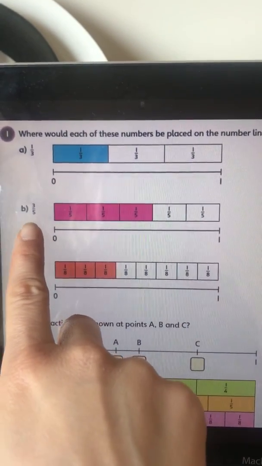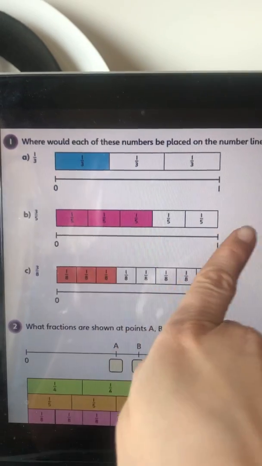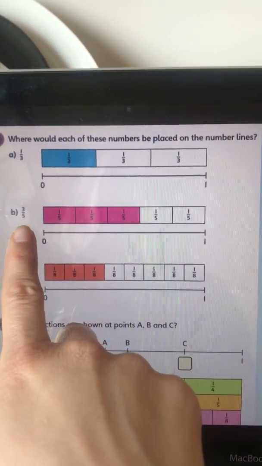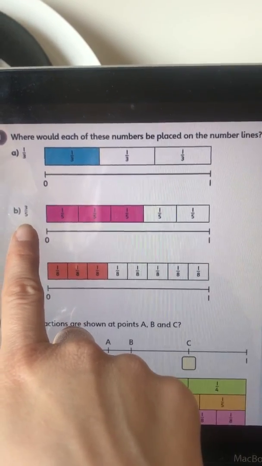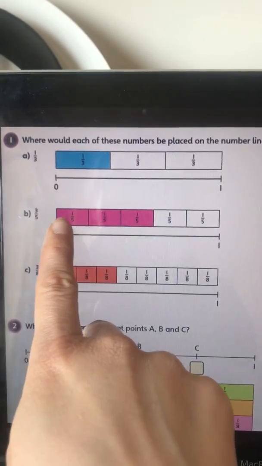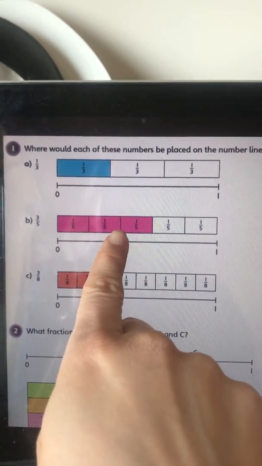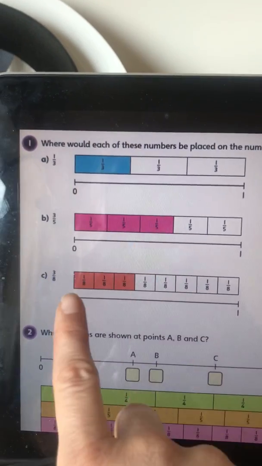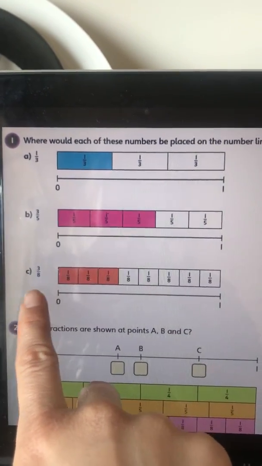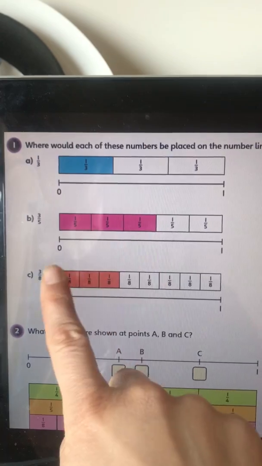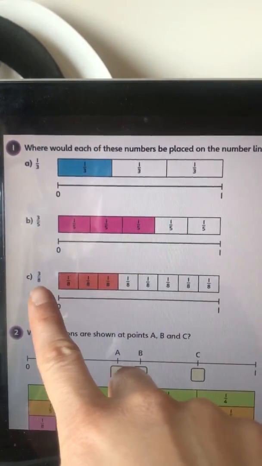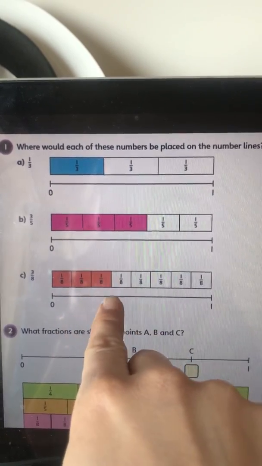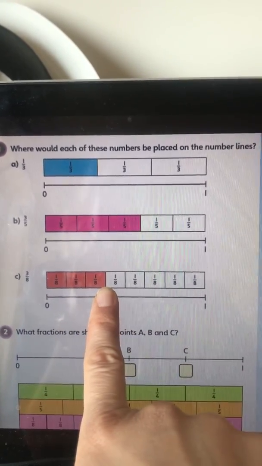Now here, where would 3/5 go? At the top, it's already broken it up into 5 equal parts for us into our fifths. I want 3/5. Where would 3/5 go? 1/5, 2/5, 3/5. That is where our line for 3/5 would go. Okay, and what about for eighths? Okay, here is our whole. It's been broken up into 8 equal parts into our eighths, and I want 3/8. So 1, 2, 3. This is where your line for 3/8 would go.